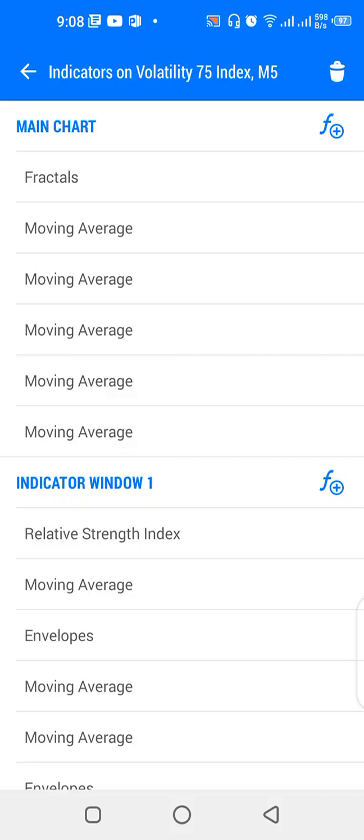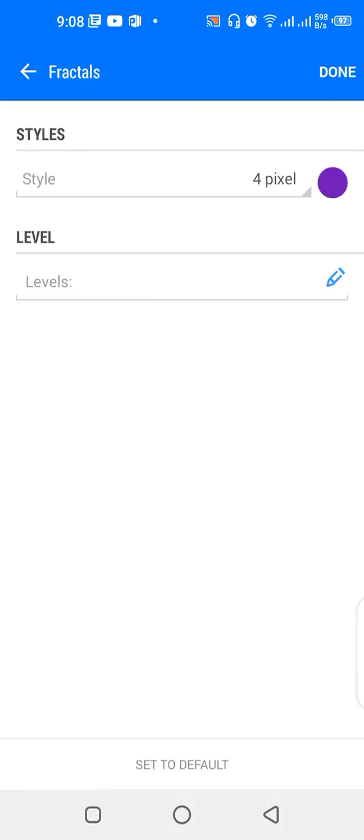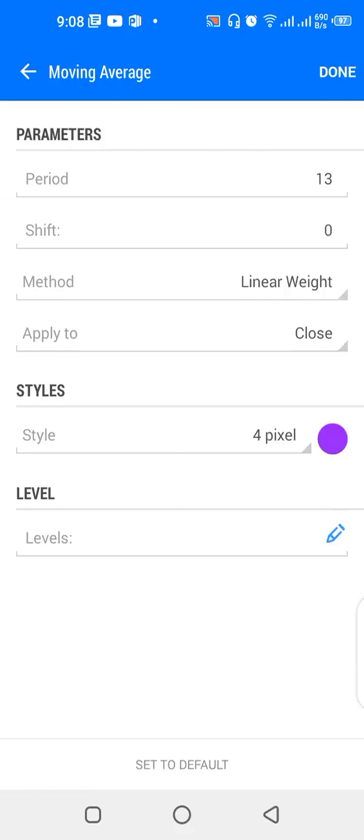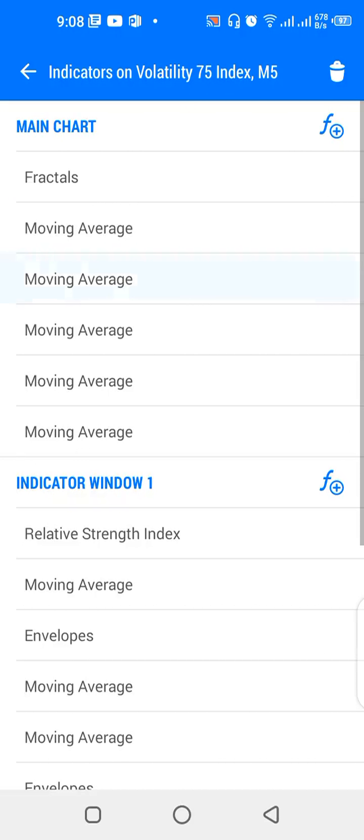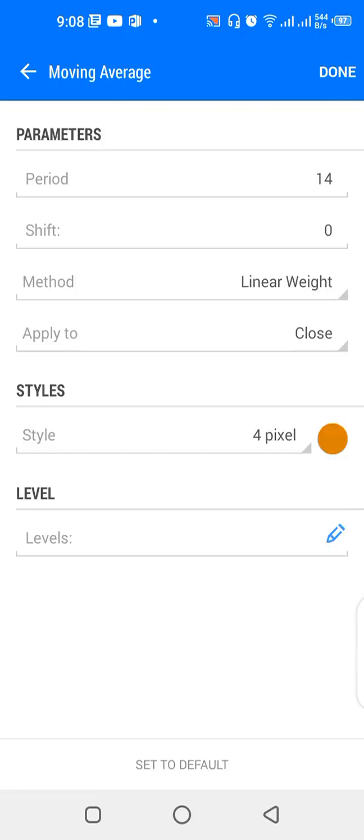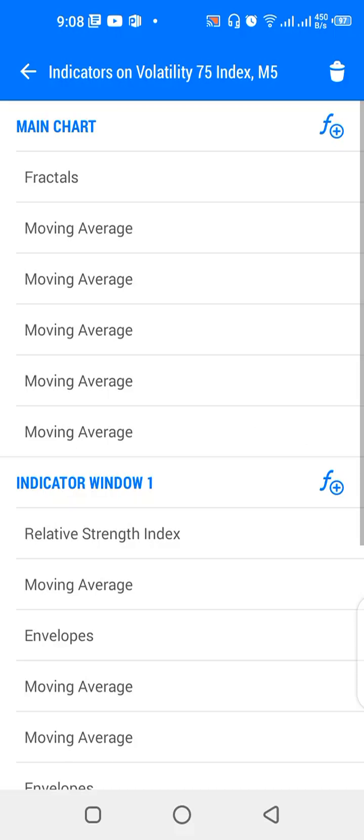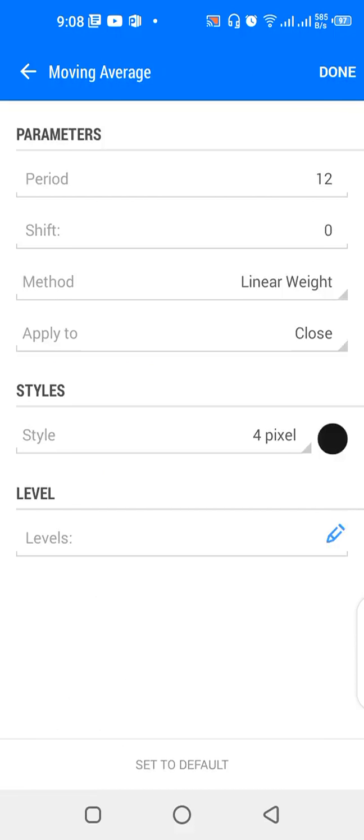On the main chart, we have fractals. And we have moving average, 13 period, linear weight applied to close. Color is purple. We also have orange, or is it brown? 14 period, linear weight applied to close. We have 12 period linear weight applied to close. Color is black.